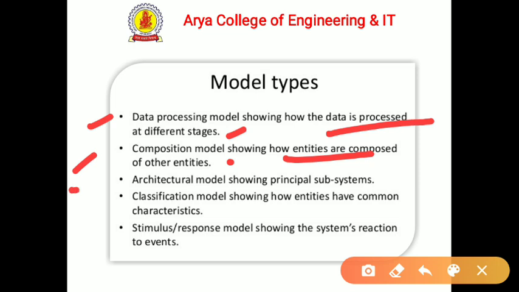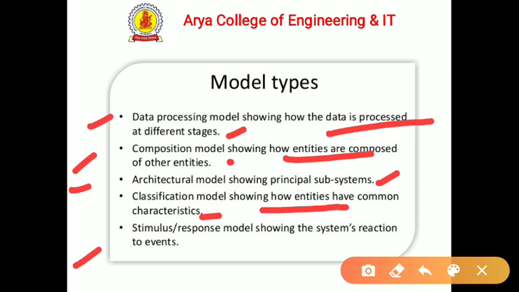Next is the architectural model, showing principal subsystems. Architectural means it looks like a structure. Another one is the classification model, which shows how entities have common characteristics. So we can classify the entities with the same characteristics, or common characteristics. So this is related to the classification model type.